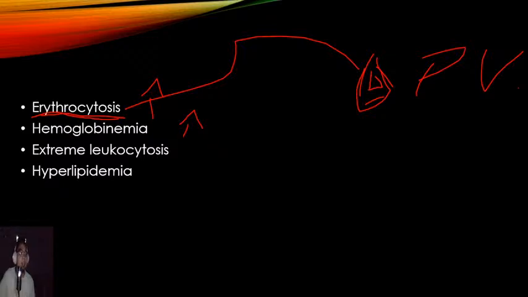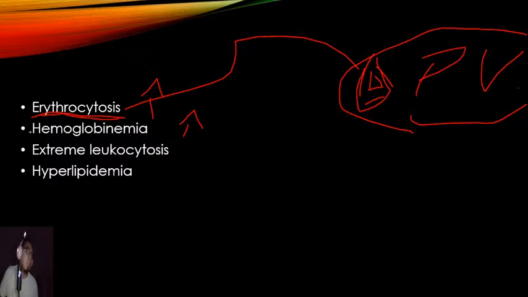So, polycythemia vera is actually going to be the cause of increased erythrocytes in the body. All right? Hemoglobinemia, leukocytosis, and hyperlipidemia. Thank you so much, Noreen.